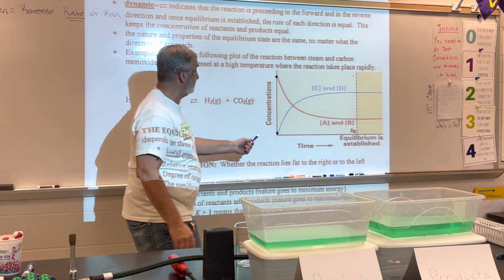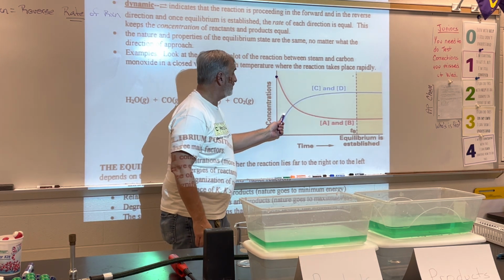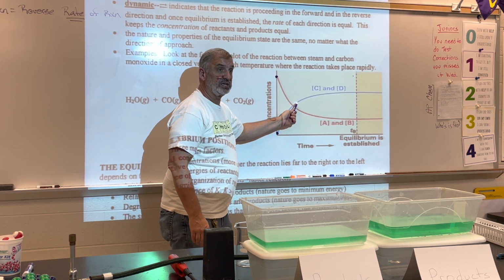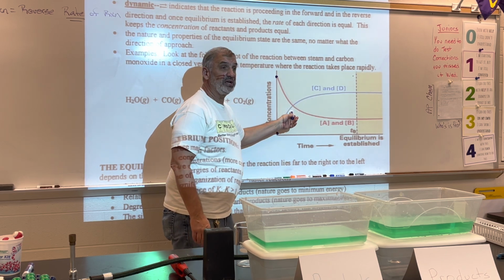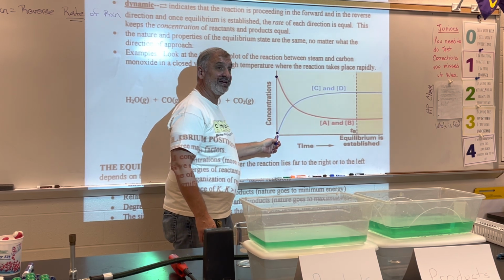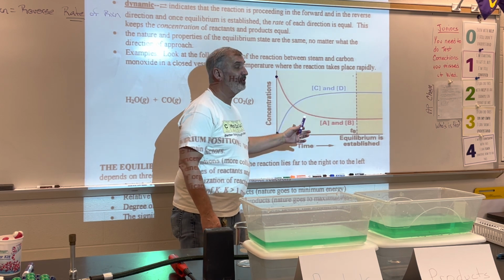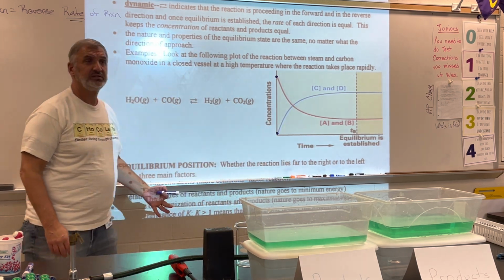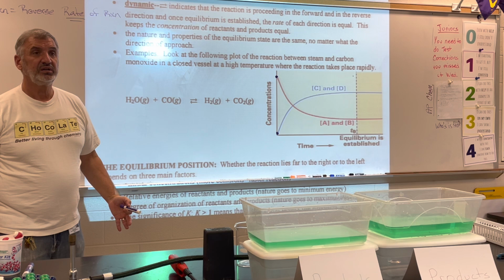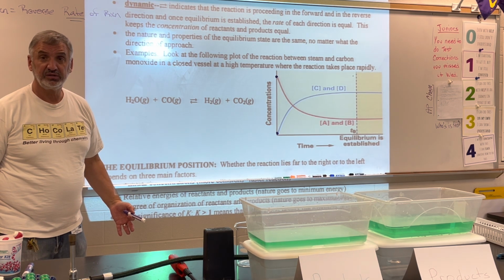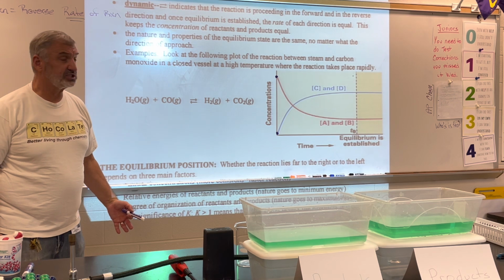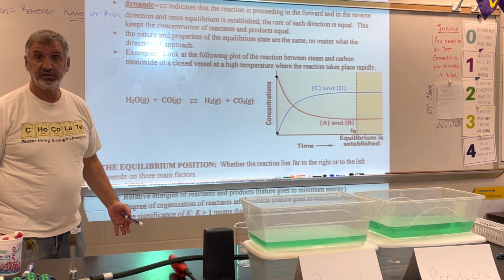And then the same in reverse, the rate of the reverse reaction, we're getting more and more because we end up having more and more products. We don't have hardly any to start with. So when is equilibrium established though? When the rates are equal. How do we know the rates are equal? What happens to the slope? It goes to 0. All right?